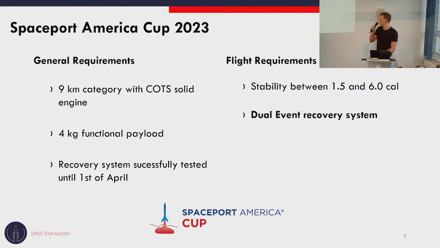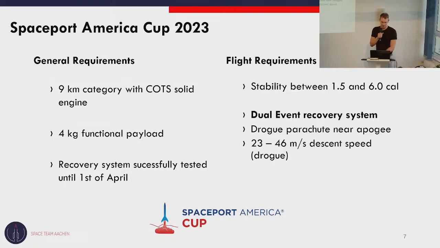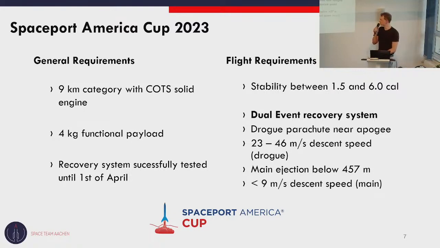We also need to have a dual event recovery system since we are above a certain threshold of height. So we need to have our drogue parachute deployed near the apogee. And when the drogue is deployed, we need a descent speed between 23 and 46 meters per second. We also need a main parachute ejection, which needs to happen below 457 meters, and the speed should be below 9 meters per second with the main deployed.